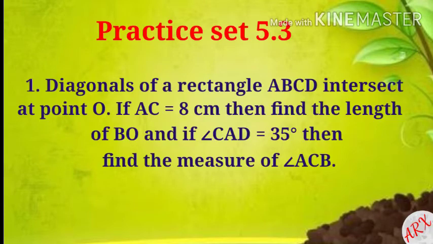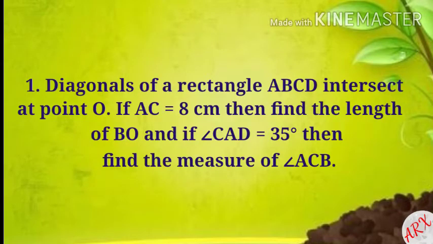Now we will move on to practice set 5.3. Question number 1. Diagonals of a rectangle ABCD intersect at point O. If AC equals 8 cm, then find the length of BO, and if angle CAD equals 35 degrees, then find the measure of angle ACB.